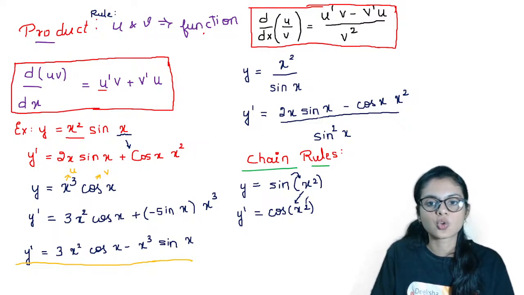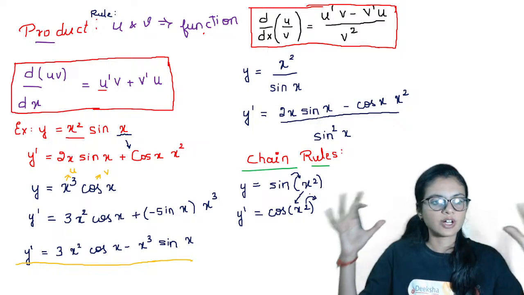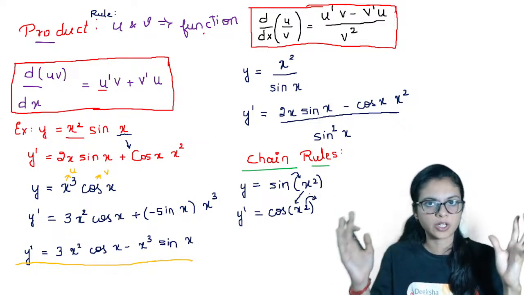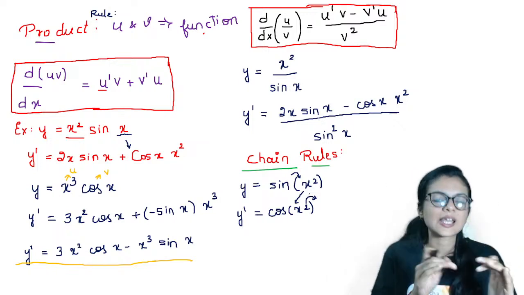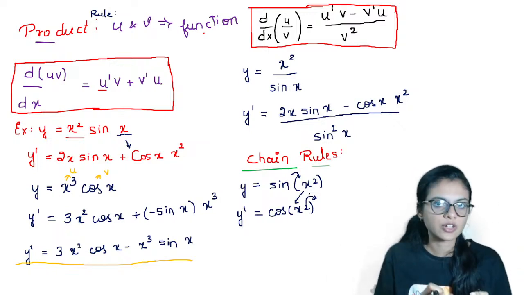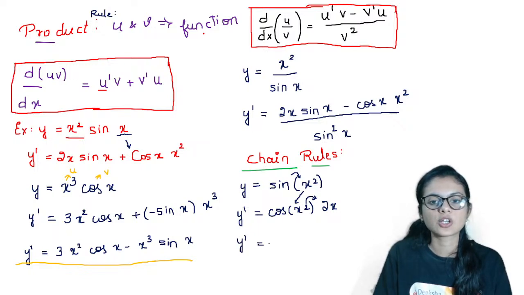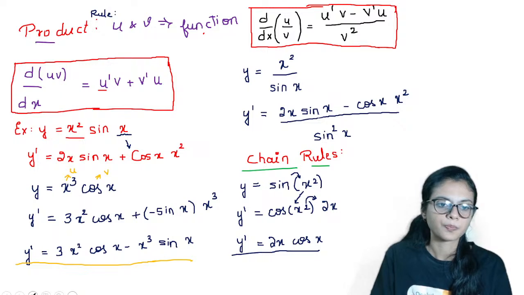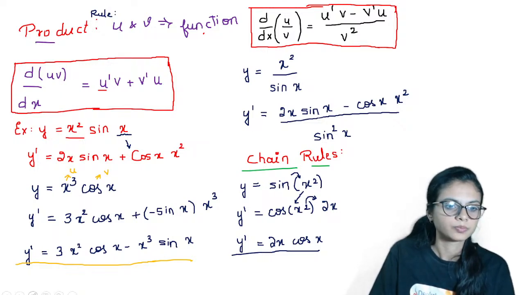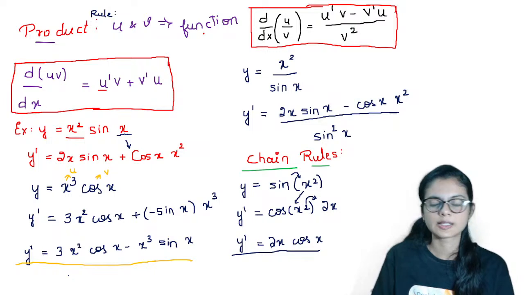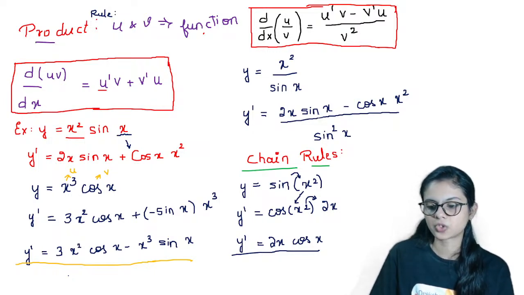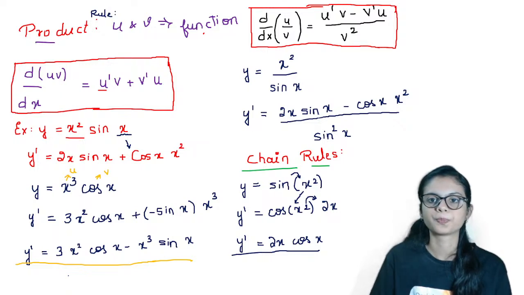Now differentiate this x square again. First, you have differentiated the outer thing. Now, which is present inside that outer function, you are going to differentiate it. So, what is the differentiation of x square? It is 2x. So, this is the answer. Y dash is equal to 2x into cos x square. Clear? This is called the chain rule. Is it clear?